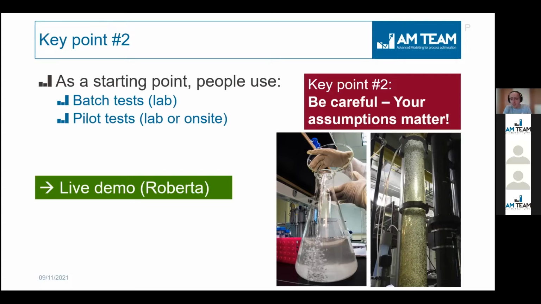Roberta will show you in a live demo a little bit more on this topic and what is the importance of these batch tests and what is the sensitivity of these batch tests on the overall performance of your system. So now I give the floor to Roberta, and we are going live to Italy. Yeah, thanks, Peter. Hello, everyone.